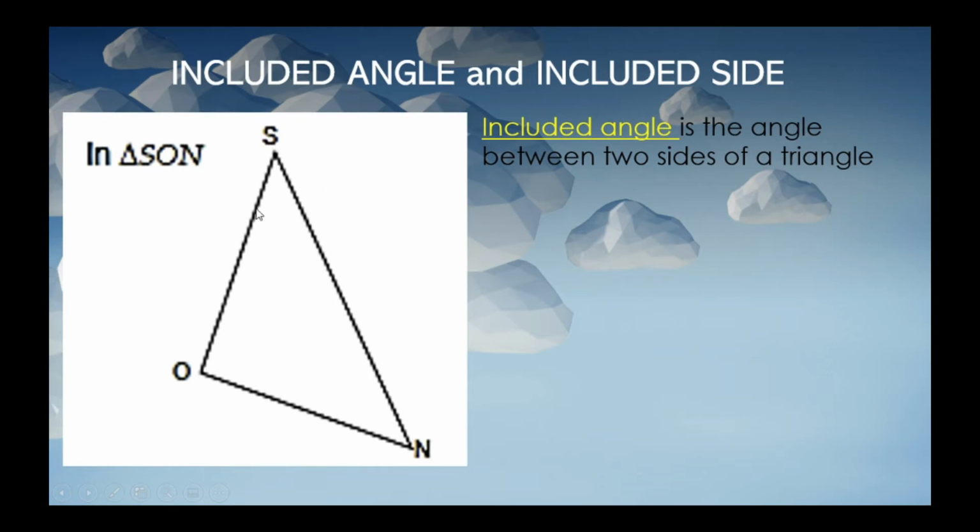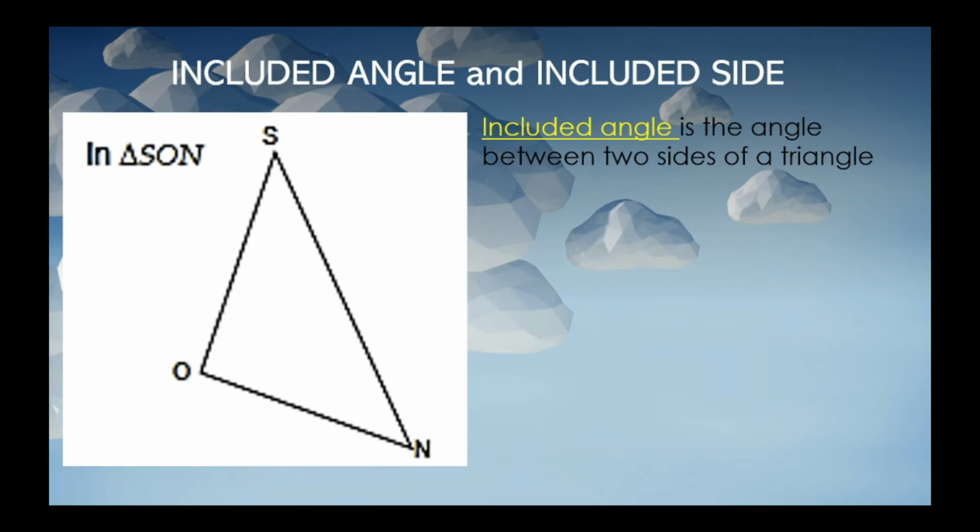Okay, study the figure, triangle SON. Isang triangle lang yan kasi doon lang magbe-base yung ating definition. So, ano ba ang included angle? Included angle is the angle between two sides of a triangle. Ito daw yung nasa pagitan, ito yung angle na nasa pagitan ng dalawang side ng triangle.